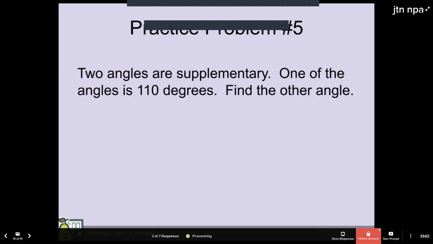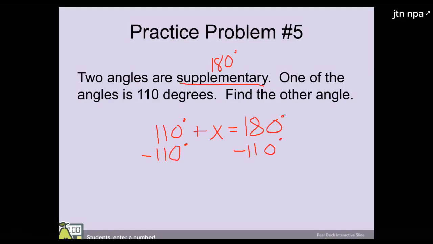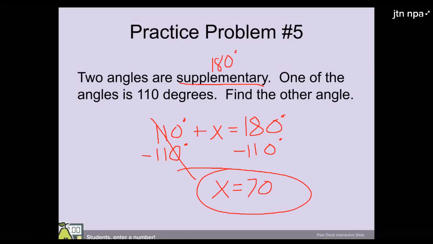So supplementary means we're aiming for 180. So I know one of the angles is 110, plus x, so that's an unknown for the other angle. It's going to add up to 180 degrees. Now I want to get this x by itself. So x equals 70. So the two of you that picked 70, great job.